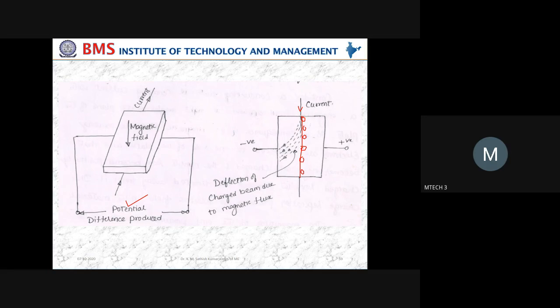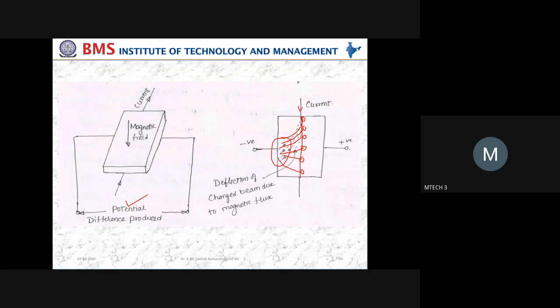Therefore, what is going to happen now? These charges will flow like this. When the charges flow, the charge separation is going to occur. Now here, what has happened? There will be a collection of negatively charged particles at this area. More negatively charged particles collect here, and the opposite side we call positively charged.